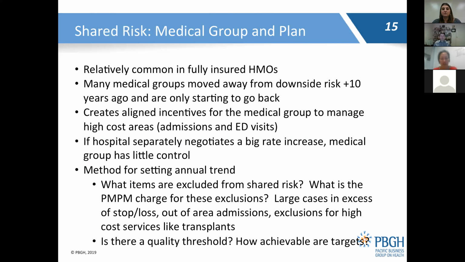And then lastly, as noted before, what level are the quality thresholds set at? Are they regionally based? Are they benchmarked across similarly situated groups? Are they statewide, or are they tied to a national benchmark like NCQA 50th percentile or 75th percentile? So a group has to understand where they stack up currently in terms of how achievable those targets are. Moving on to the next slide.